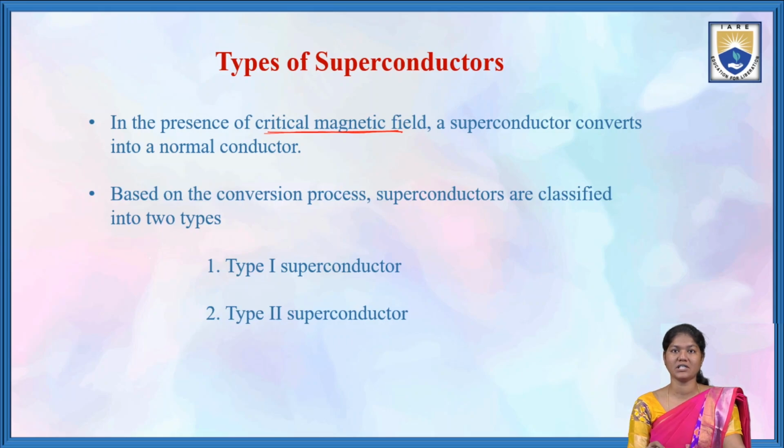Based upon the conversion process, superconductors can be classified into two types: type 1 superconductors and type 2 superconductors.